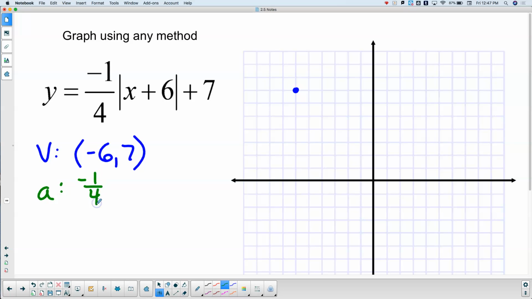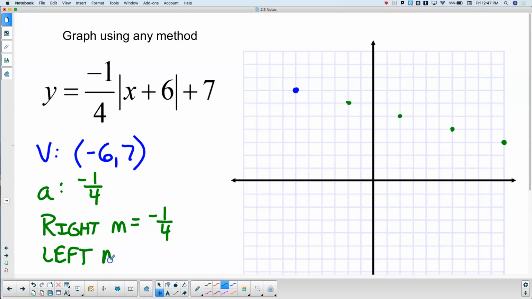-1/4. That means that the right side slope is -1/4. So I'm going to go down 1 and right 4. Down 1, right 4. Down 1, right 4. My left slope is +1/4. So I'm going to go down 1 and left 4. And that would give me a positive because I'm going in both negative directions.